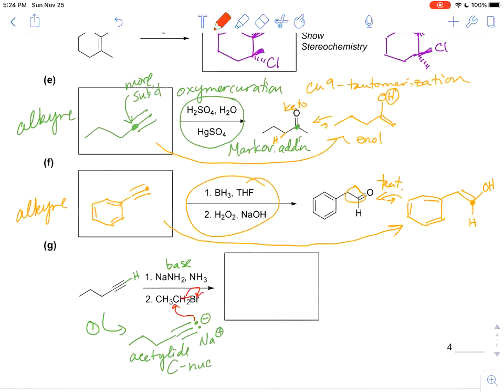We would have a new bond between the alkyne carbon and the CH2 carbon, and then bromine leaves. So here we have the 1, 2, 3, 4, 5 carbons involved in that alkyne, and then we have 2 new carbons, in this case, an ethyl group. And that's it for page 4.